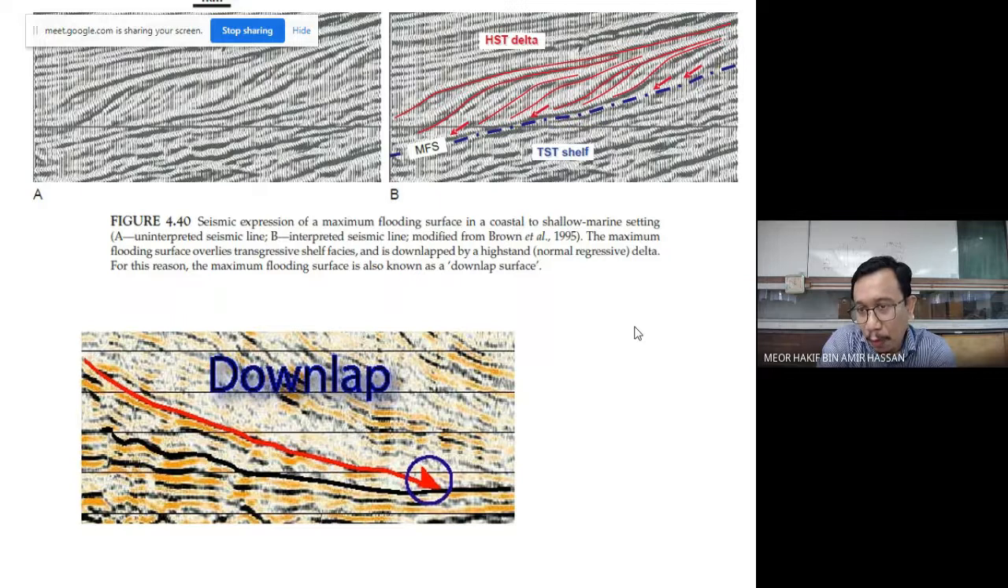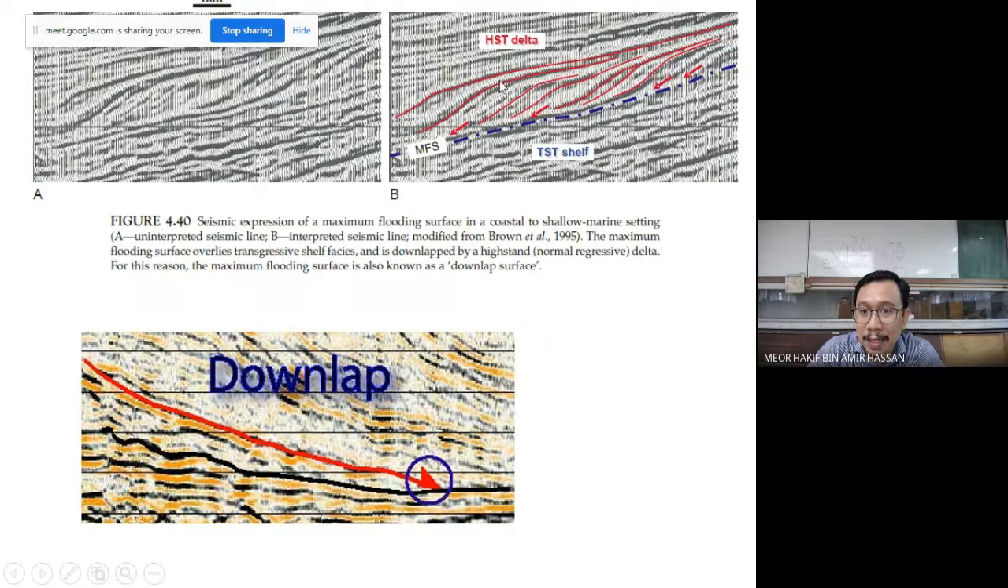It's also easy to identify MFS in seismic if you're working in the shallow parts of the basin, coastal deposits gitu. Because the MFS is also called a downlap surface. Why do we call it a downlap surface? Well, we have these stratal terminations. Notice, you can see that these layers are dipping, right?